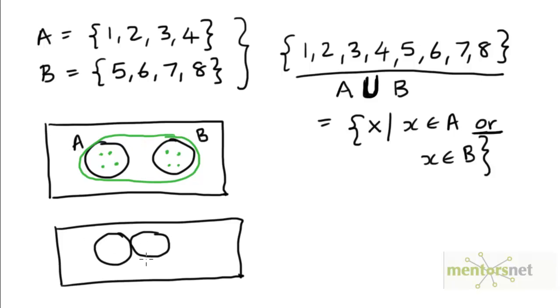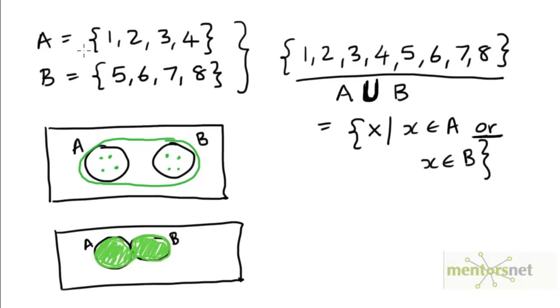Another way to indicate that would have been to make the sets A and B just touch each other without overlapping, and their union would have been represented by a set that includes elements of both A and B. So this green shaded region is the set corresponding to their union. Now in this example, the sets A and B had no overlap.